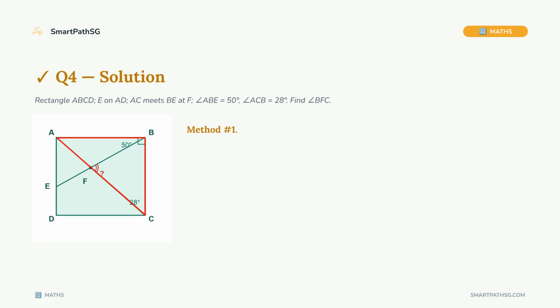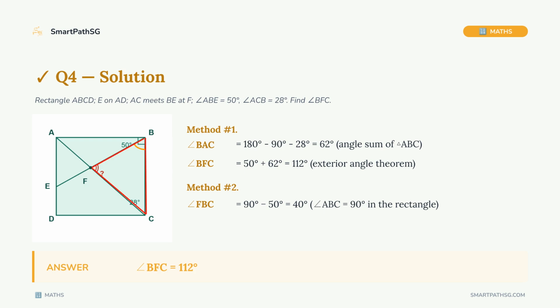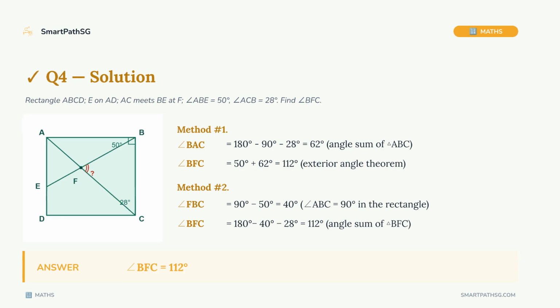Method 1. Since ABC is a right-angled triangle, angle BAC is 180 minus 90 minus 28, which is 62 degrees. Notice that angle BFC is an exterior angle of triangle ABF, so it is equal to the sum of the 2 non-adjacent interior angles, 50 plus 62, which gives us the answer, 112 degrees. Next, let's look at method 2. Because angle ABC is 90 degrees, angle FBC equals 90 minus 50 equals 40 degrees. Now we know 2 interior angles of triangle BFC, so angle BFC equals 180 minus 40 minus 28, which also gives us the answer 112 degrees.